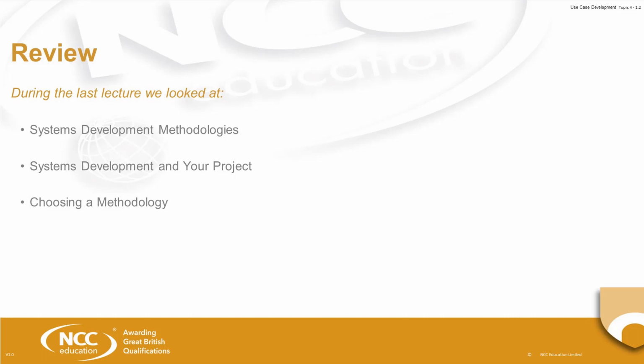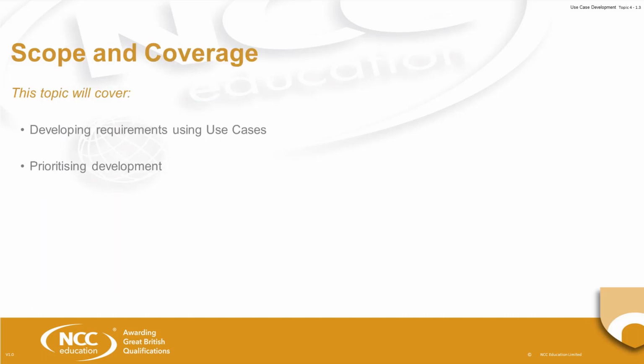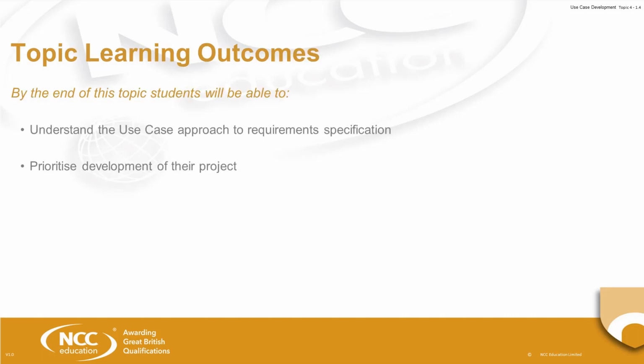Finally, we looked at ways of choosing a methodology and some of the implications that will affect your choice of methodology. So in this topic we're going to look at developing requirements using use cases, and then once we've done that we'll have a look at how we can prioritise the development based on the use cases and the requirements that we've discovered. Once you've completed this topic, you should be able to understand the use case approach to requirement specification, and you should be able to prioritise the development of the requirements for your project.